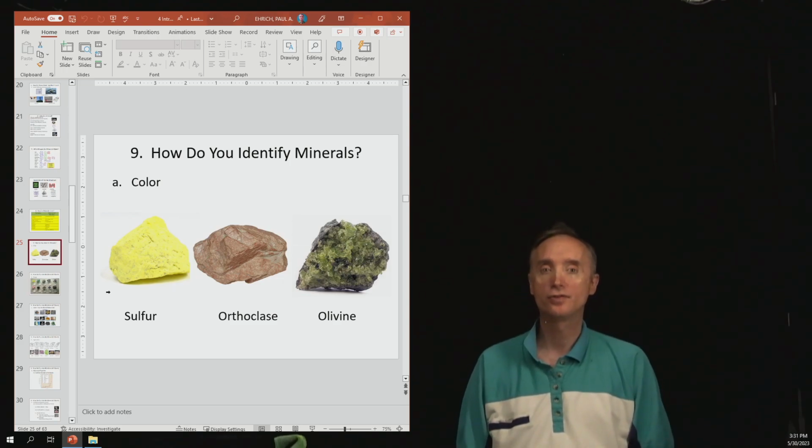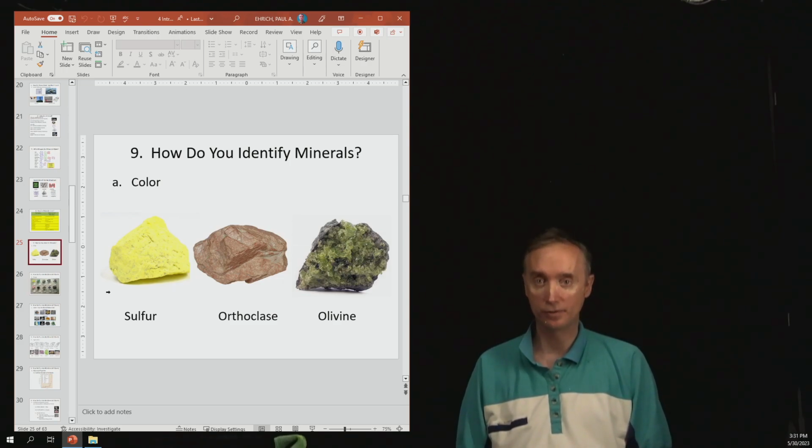Okay, now we want to talk about how to identify minerals. And the first method is by what color they are. Now, normally this is not such a good method because when a mineral gets impurities in it, it alters its color. But in general, all sulfur that you're going to find is the color yellow, and olivine is the color green. Orthoclase is always the color pink.